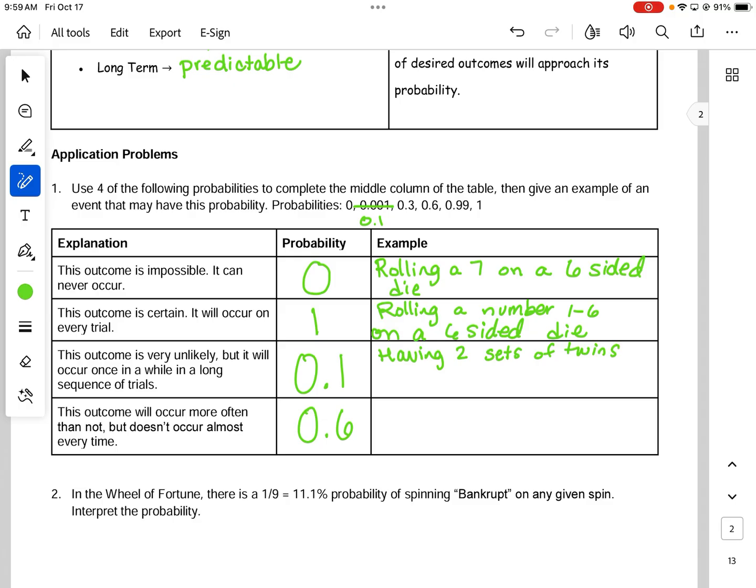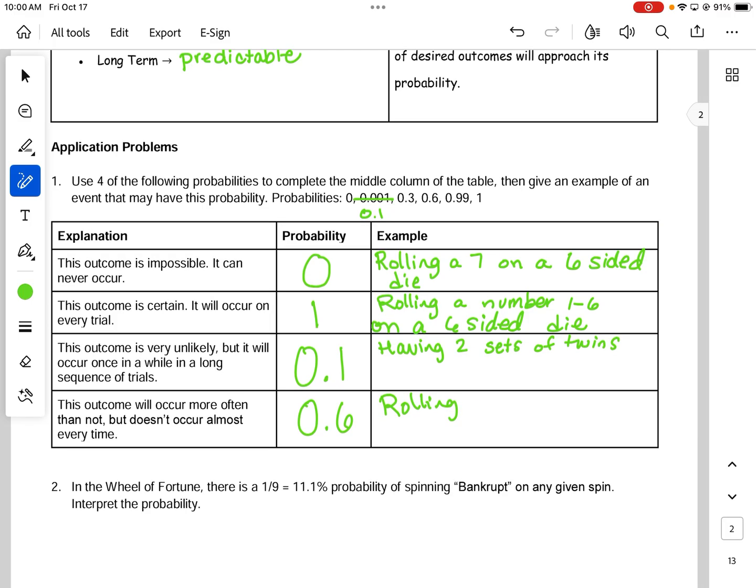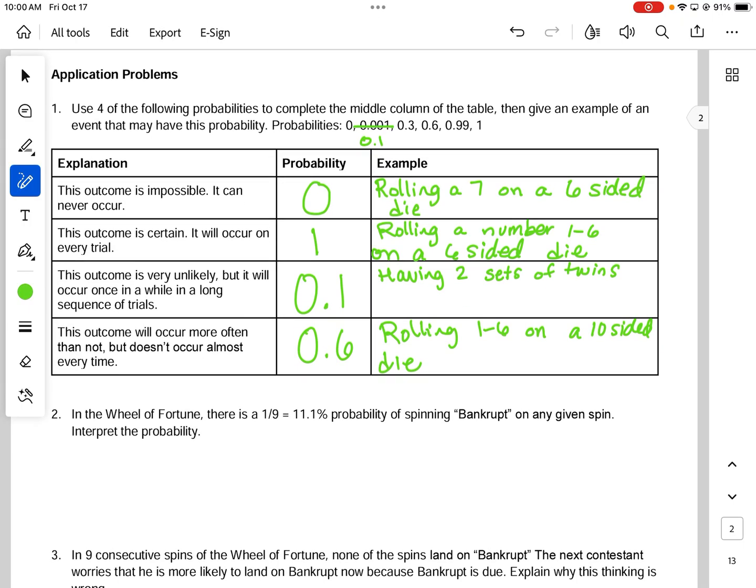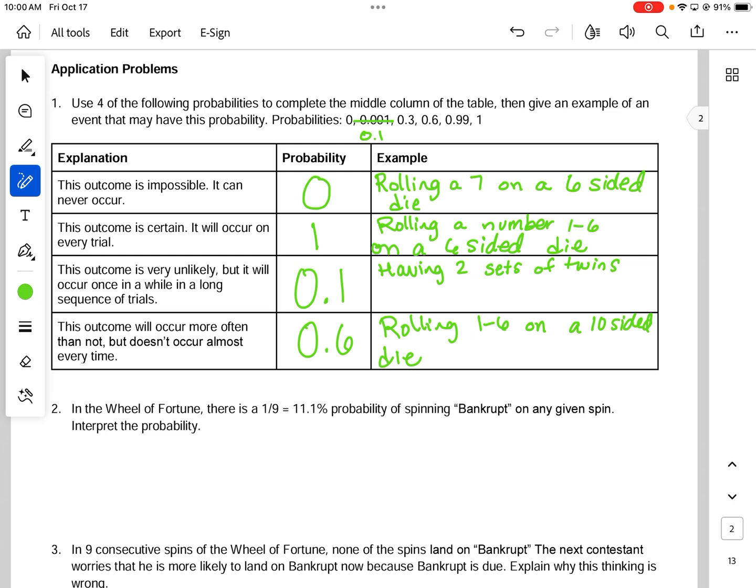Will that be? You get a 3, 4, 5, and 6. Yeah, it's a little bit more than 0.6. So rolling 1 through 6 on a 10-sided die. In the last class, the 0.1 was having your order wrong at Chick-fil-A, because they're usually pretty solid. And then the other one was having your order wrong at Whataburger. Right? Happens all the time.